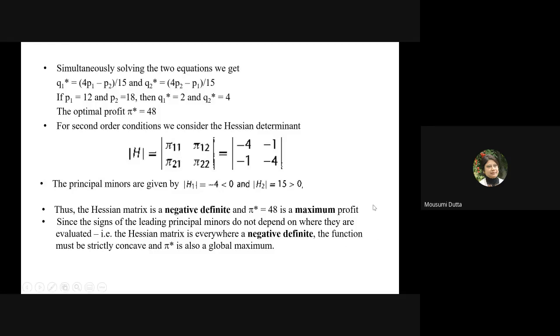So up to this is fine, pi star is the profit, 48 is the maximizing profit. And in case of the Hessian determinant, since it is based on principal minors, and these leading principal minors do not depend on where they are evaluated, we can consider this maximum as the global maximum. So this is all about, if there is a multi-product, perfectly competitive firm, how we will solve for its profit and how we will check whether the profit is a maximum or not.